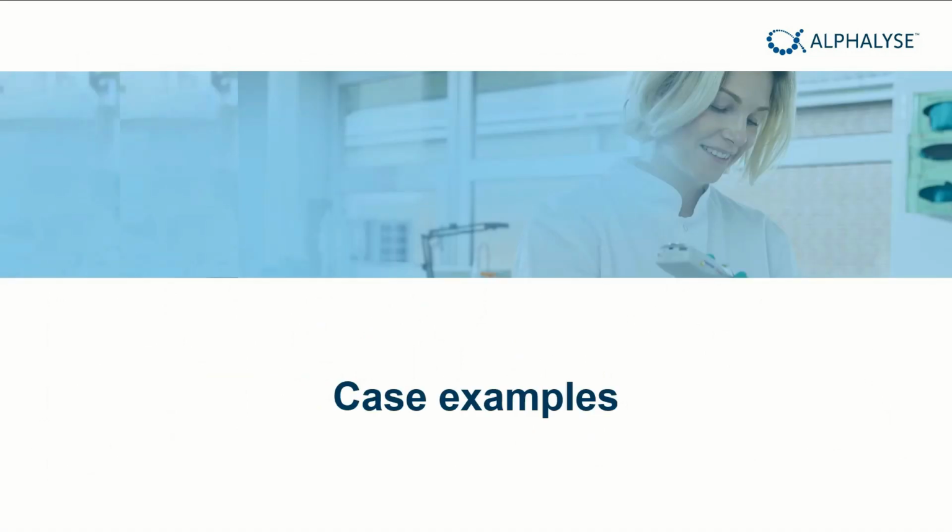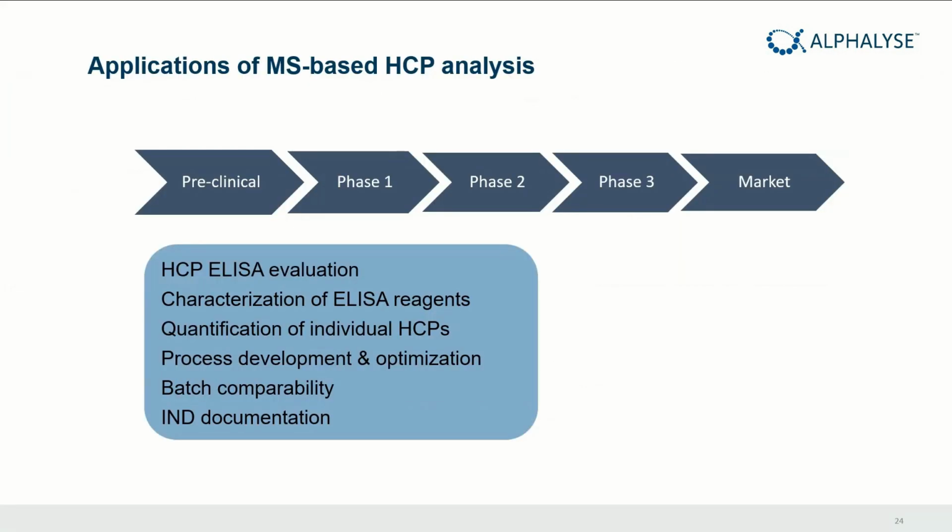So just to go through some case examples of how we have applied this technique. In the early clinical phases, we often do these types of characterization assays and analysis. So this could be documenting that the ELISA amount measured is actually okay. It can be more detailed characterization of ELISA reagents, standards, early process samples, what impurities are detected by the ELISA and which ones are not, and so-called HCP coverage analysis of the ELISA.